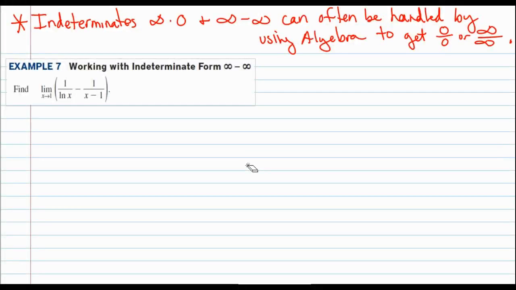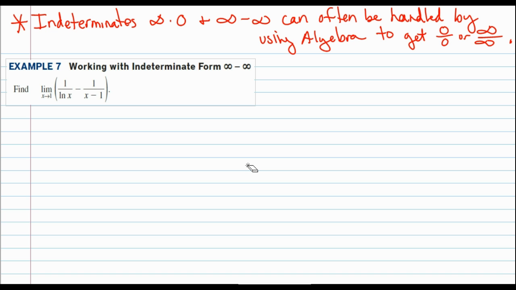This is the screencast for section 8.2, example 7. Here's that little note again. Indeterminates infinity times 0 and infinity minus infinity can often be handled by using algebra to get a 0 over 0 or infinity over infinity situation where L'Hopital's rule helps us a lot. So in example 7, we're going to work with the indeterminate form infinity minus infinity this time.